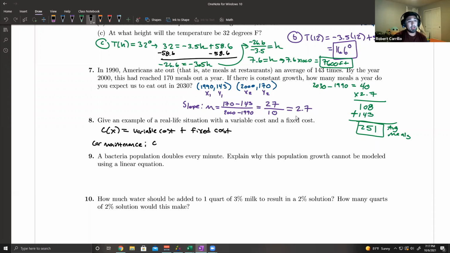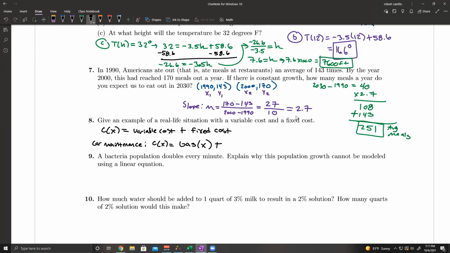So let's say our car maintenance, we know the cost would be gas. So gas would be your variable cost because it's like $2.50 per gallon. It's an amount per gallon, right? So gas would be times X plus, what do you think your fixed cost? So if we're thinking car maintenance here, so your fixed cost would be what? What do you have to do to keep your car running other than fill it with gas? Oil change. What else?